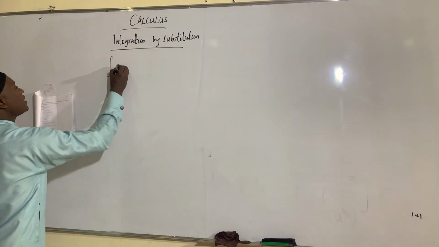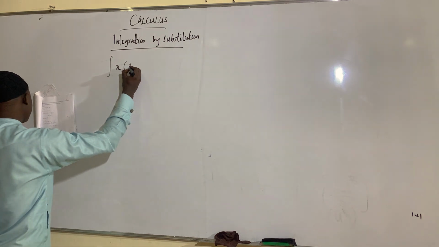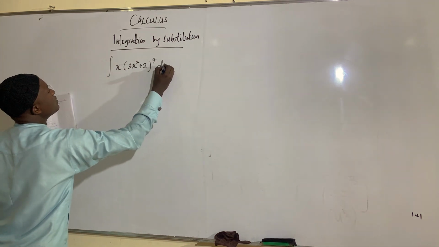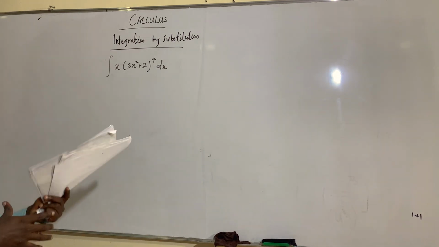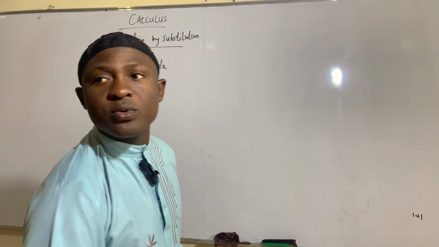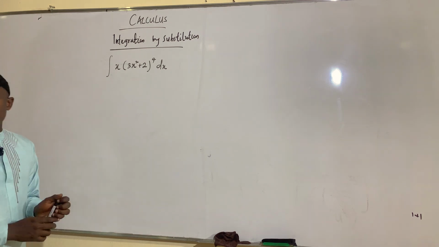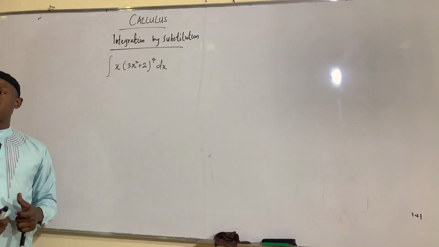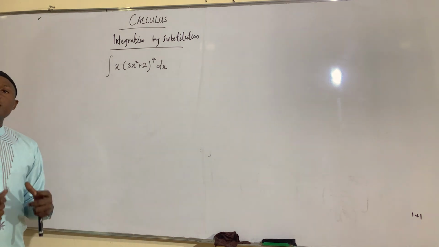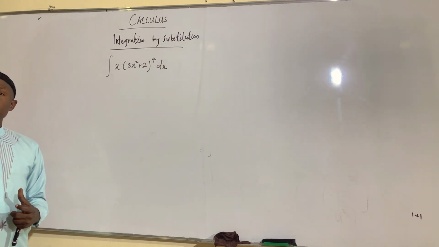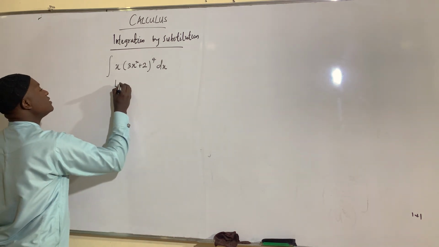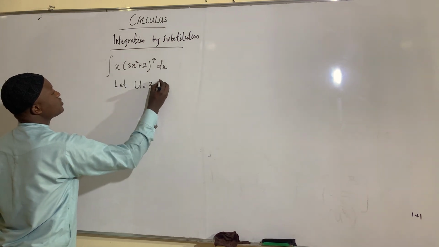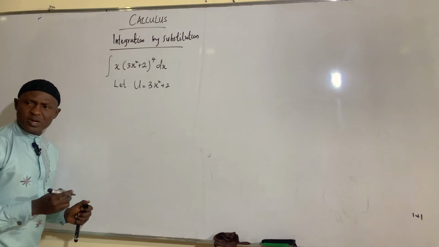integral of x times 3x squared plus 2 raised to the power of 4 dx. So let's look at this problem and see how we are going to approach it. The first step, as I told you, is to let what we have in the bracket be a single variable. So let u equal to what we have, which is 3x squared plus 2. I hope you are following, right?